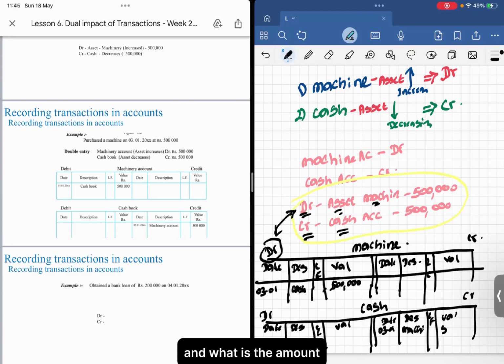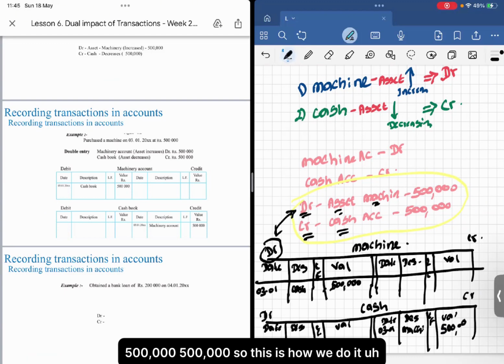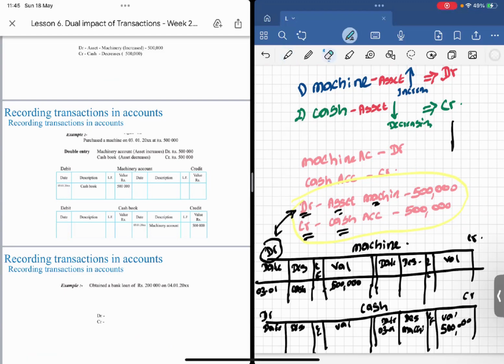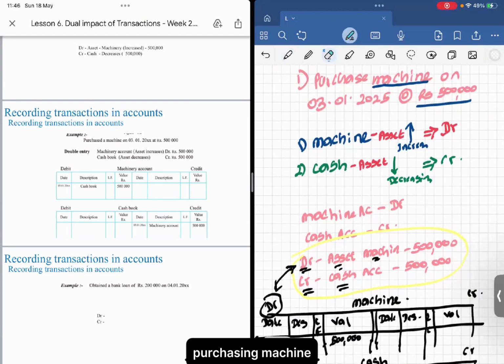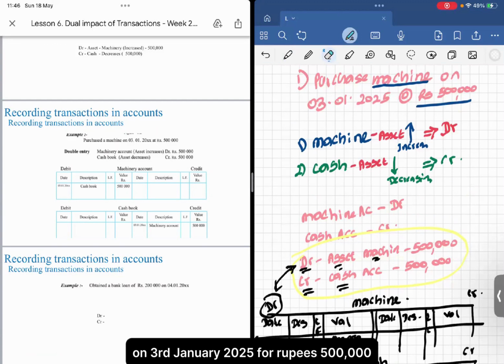And what is the amount? 500,000. So this is how we do it. Purchasing machine on 3rd January 2025 for rupees 500,000.